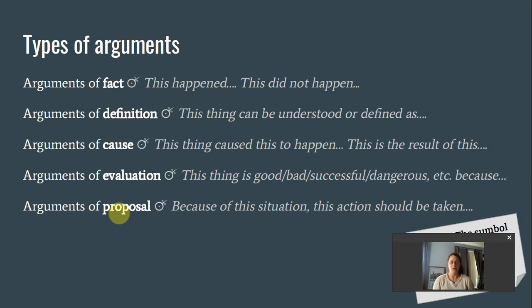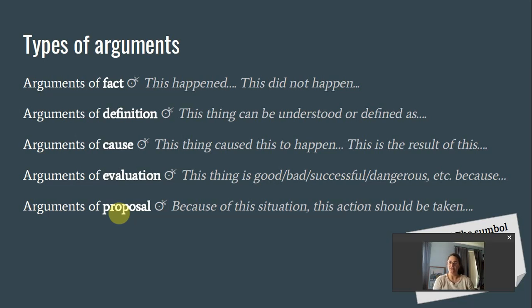Arguments of cause look at what caused something to happen or what results may come from an event or a situation. For example, you may have researched the results of immigration policy on the prices of produce at the supermarket. Arguments of evaluation look at the quality of something and use criteria of evaluation to make a judgment on it. For example, you could discuss if virtual learning that you're doing right now provides you a decent education in the various subjects you're taking.